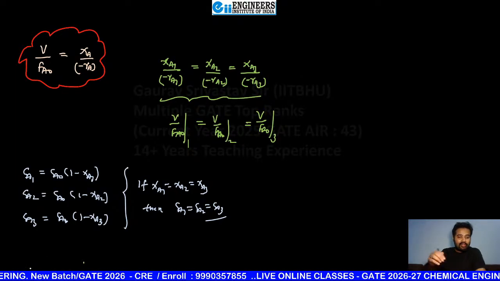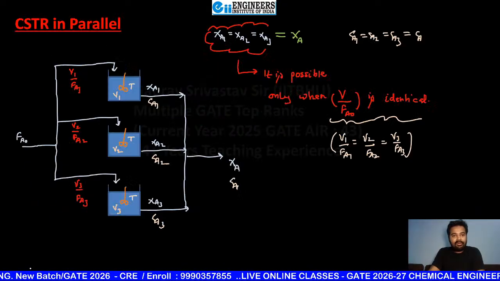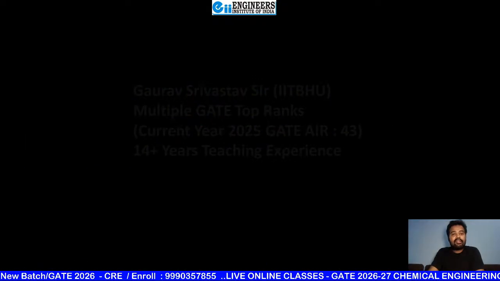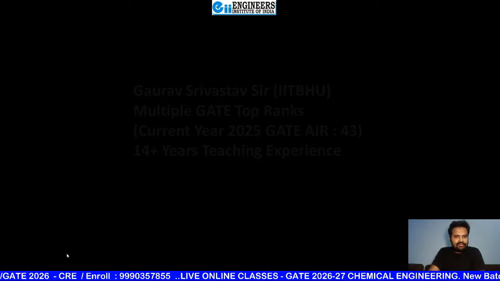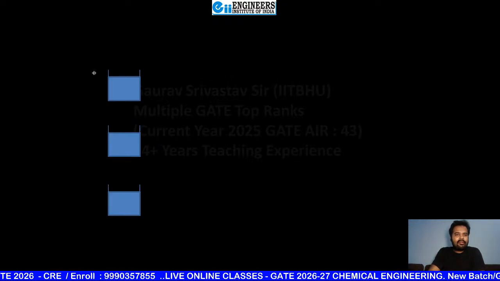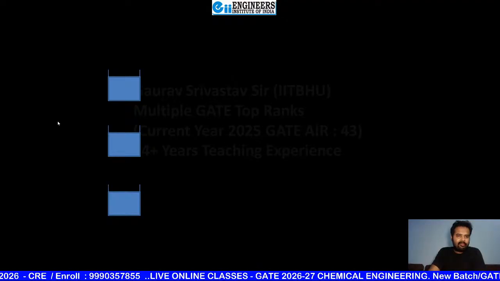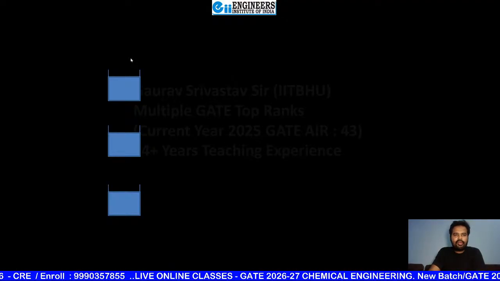Now we are formulating a small question for you. Please everyone see here. The problem is very very good. Just focus again. Three CSTRs are in parallel, and this should be your problem number 121.